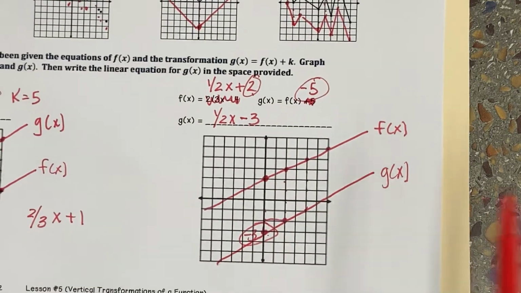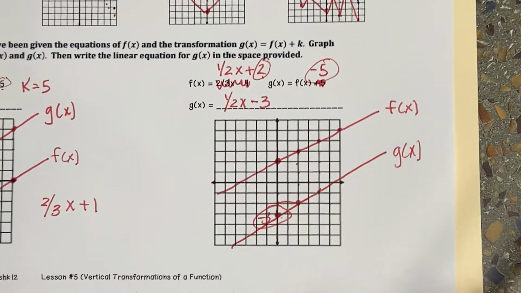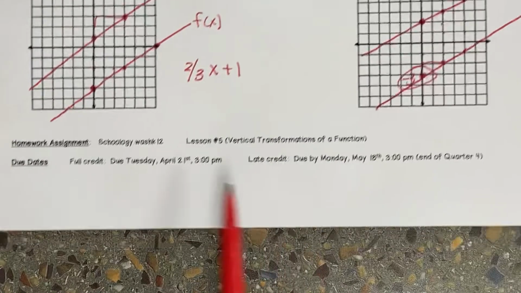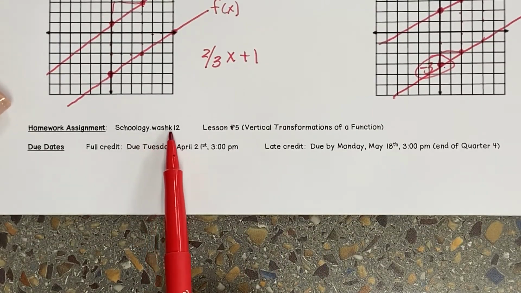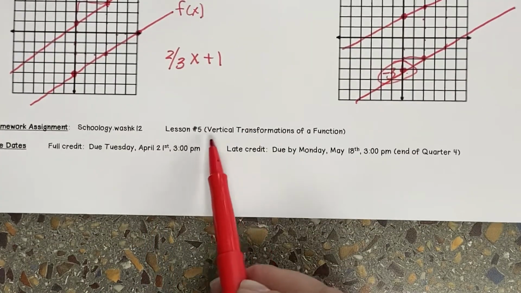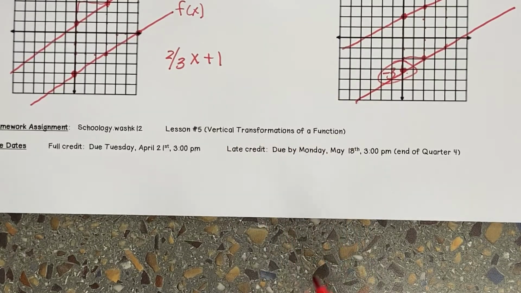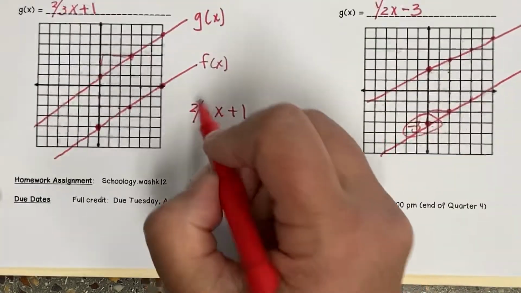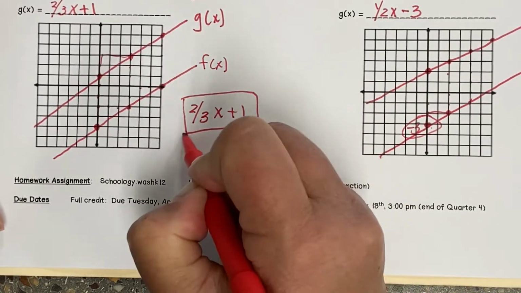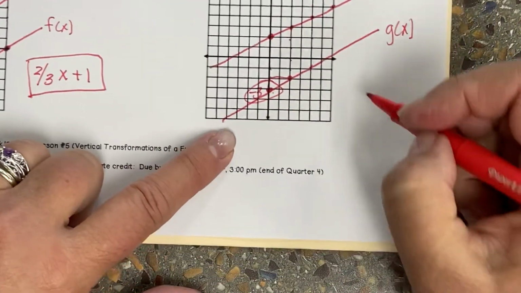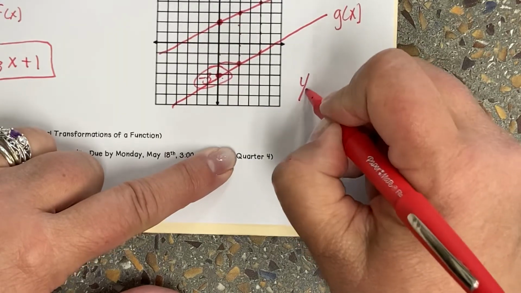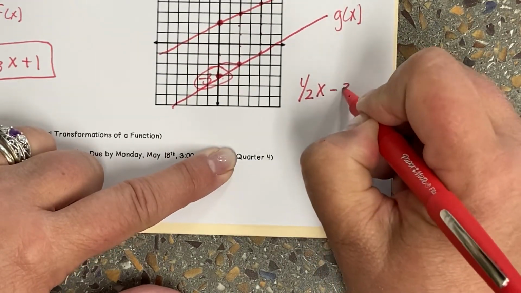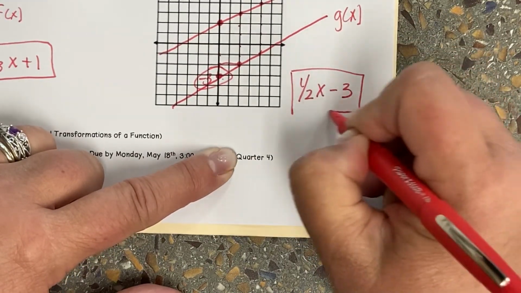All right, so you have 4 of these to do on Schoology. If you go to Schoology Wash K-12, you'll find it. It's called Vertical Transformation of a Function. You're just going to be entering this part. Like on this one, you would have entered 1/2 x minus 3 as your answer.